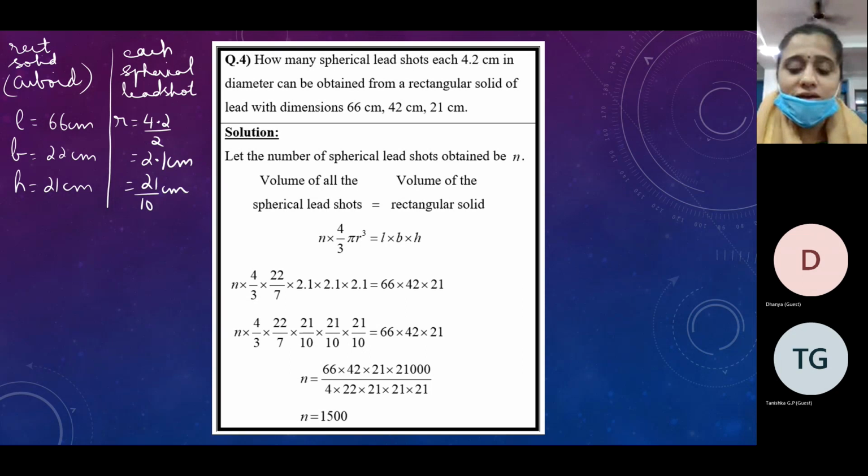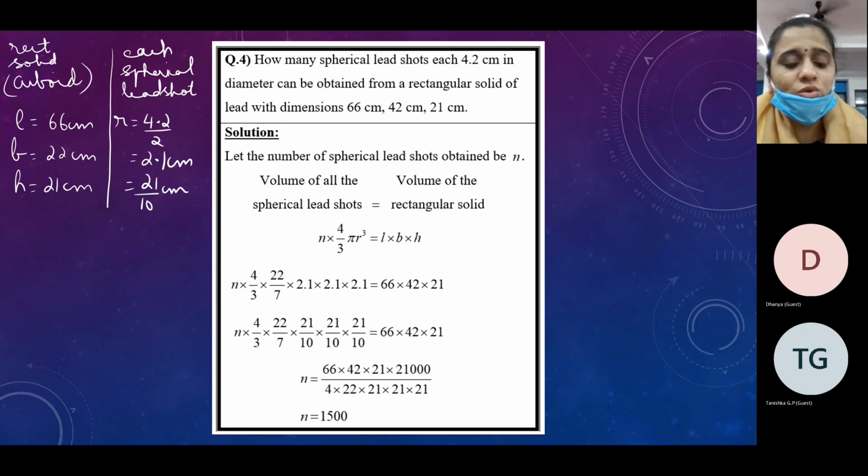Very good. Danya, in order to save time, you should work this. Your answer is right. You worked it correctly. But what I suggest is you work it simultaneously with this equation: volume of all the spherical lead shots is equal to the volume of the rectangular solid. Because on either side, if you have pi in the formula, you can cancel. Like we did in the earlier cases, on either side, if you have the same quantity, you can cancel them.